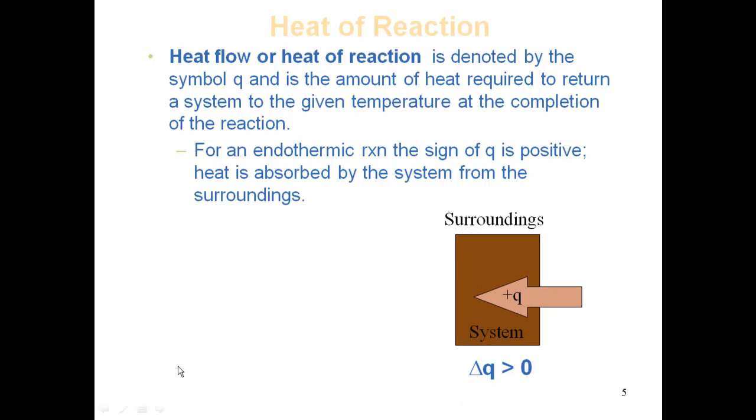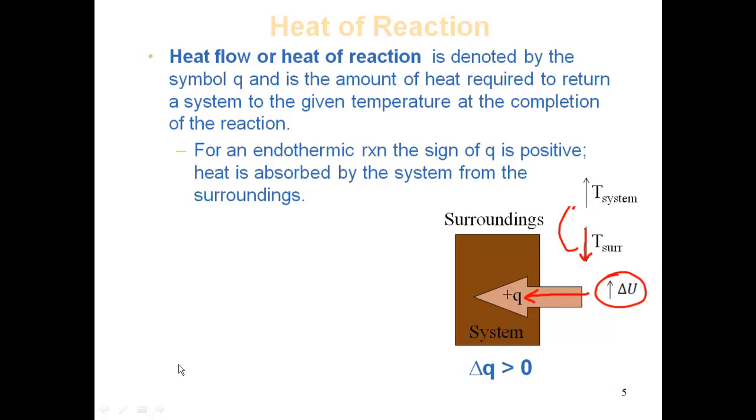So in the diagram, I have my surroundings and I have my system. We have heat that is being absorbed from the surroundings by the system. What's happening is the temperature of my surroundings is going down because it's giving that heat to the system, and the temperature of my system is going up, which means the internal energy of the system is going up. The surroundings is supplying that heat to the system, so my total internal energy of the system is going up as well.